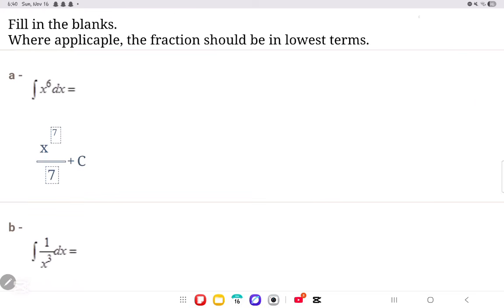So we need to do what? We need to do the integration of x to the power of 6 dx. Probably the easiest thing to integrate. x to the power of 6 plus 1 over 6 plus 1, which is what? Which is x to the power of 7 over 7. And don't forget plus c.